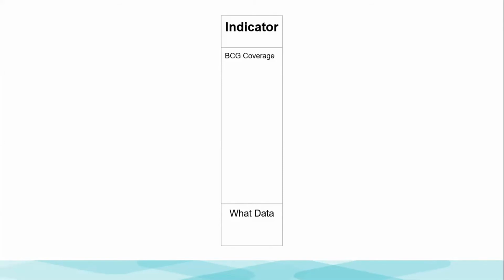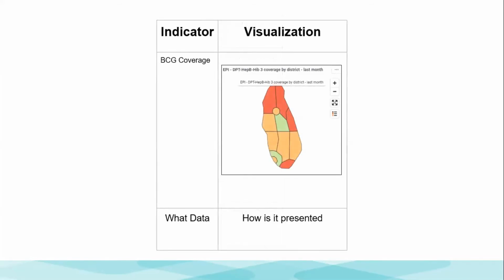Okay, now we have the what component. Let us put the second component, which is how is it presented. So you have different visualizations that you can choose, like a map or a chart or a graph or a table, right? We have to decide first of all whether it is a map or a chart or a table. Okay, that's step number 1.